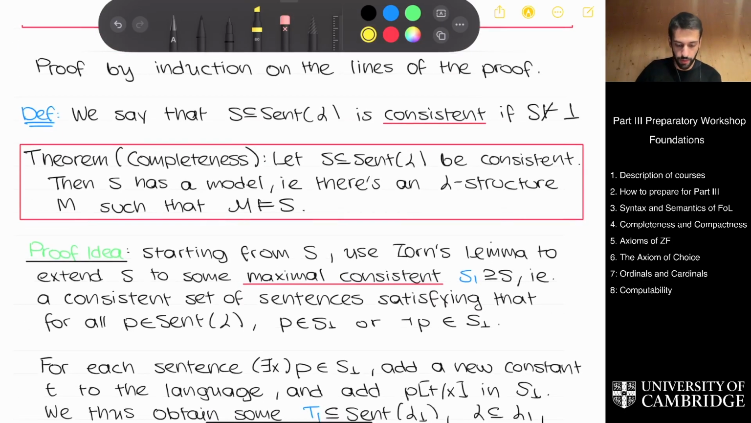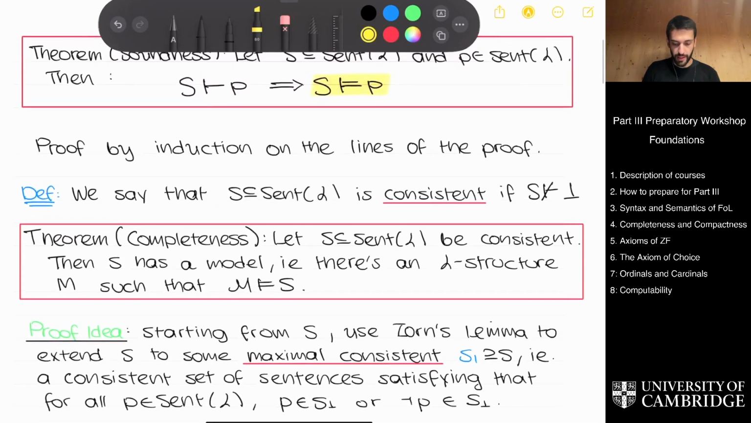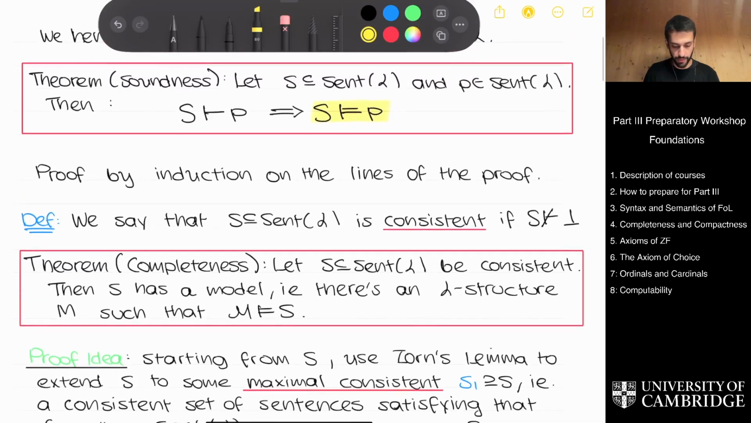Okay, so recall that a set of sentences is said to be consistent if that set doesn't prove false. Now, what the completeness theorem tells us is that if we take a set S of consistent hypotheses, then it follows that that set has a model, meaning that there's an L-structure M such that M models S. So it models all sentences in the set S. Okay, so this is, in a way, the sort of backwards direction of the soundness theorem.